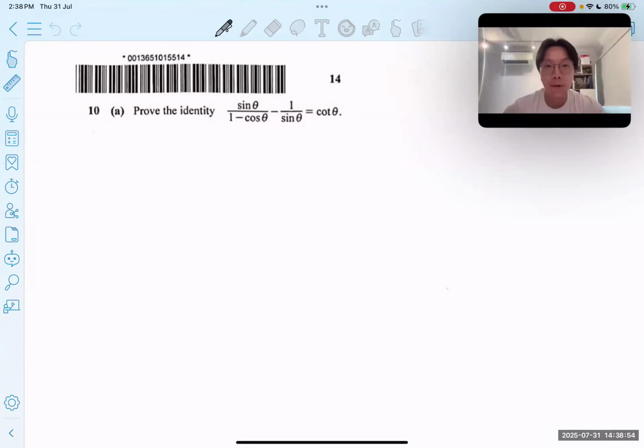Hi. Okay, so this is for question 10, where we are asked to prove the identity of this trigonometry equation. As we can see, both sides are trigonometric, so we will have to make use of some manipulation to change this equation into the right-hand side. So let's start with writing the left-hand side down.